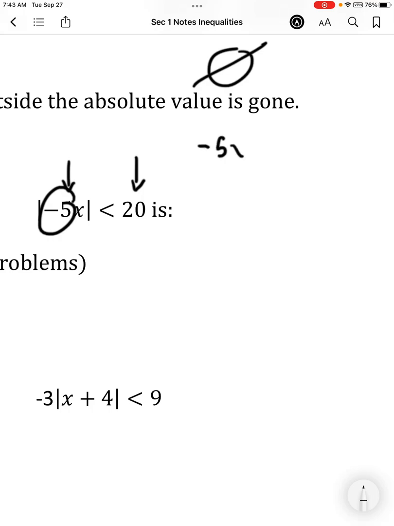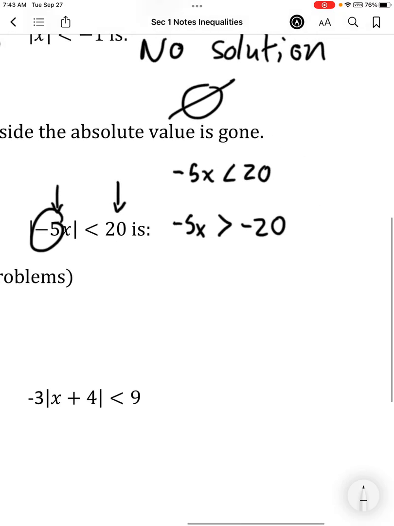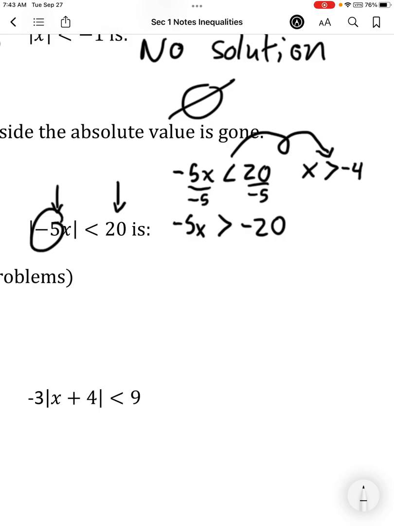Split it into our two equations. -5x is less than 20, and -5x is bigger than -20. We solve each of these. That's going to give us x is greater than -4, because we divide by -5. And we have to flip the sign around once we divide by negative.